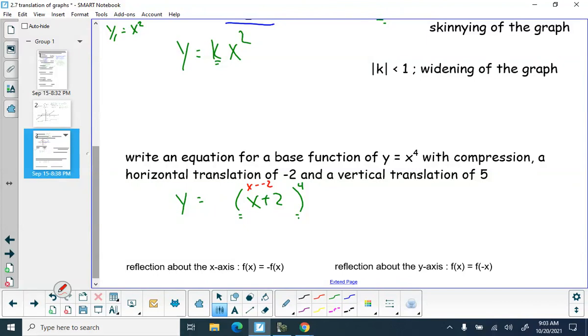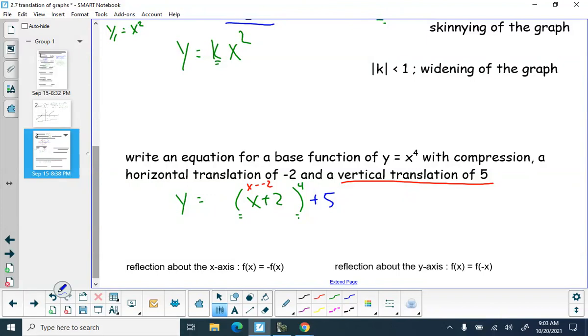Now to deal with the vertical translation, what are we going to do to the x plus 2 quantity to the fourth power, Cole, to deal with the vertical translation? We're going to add 5.